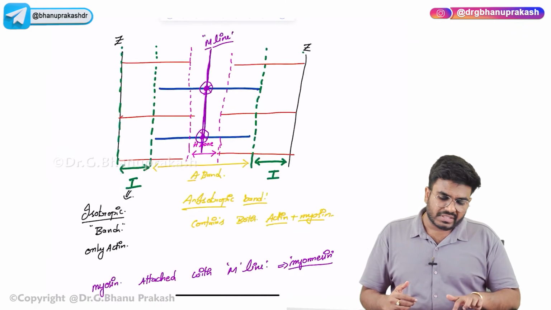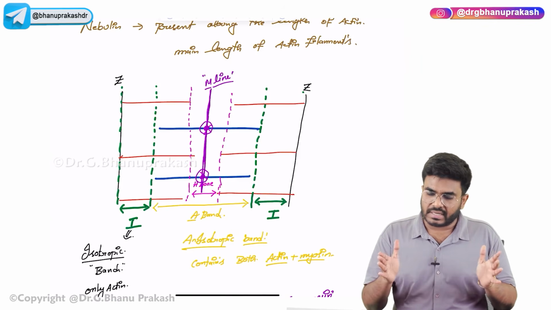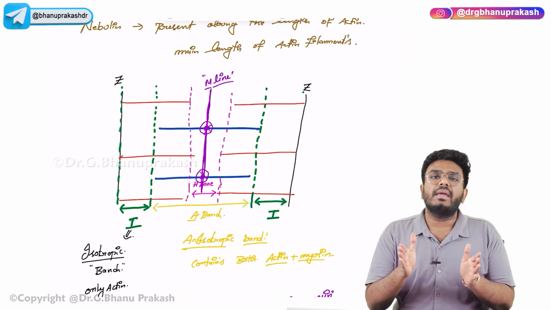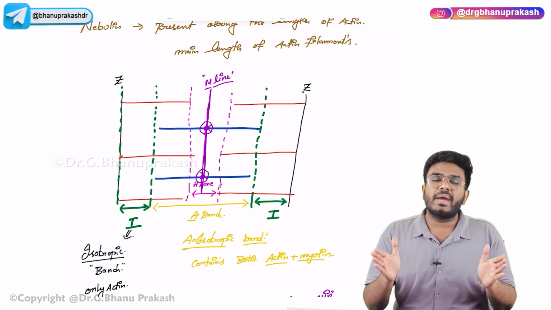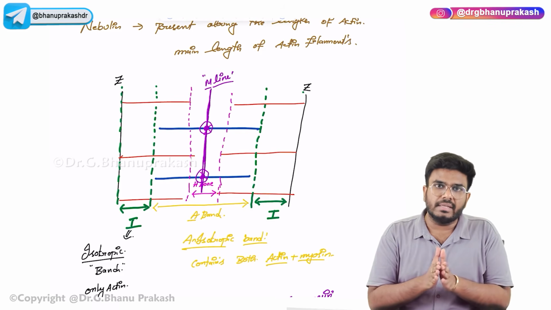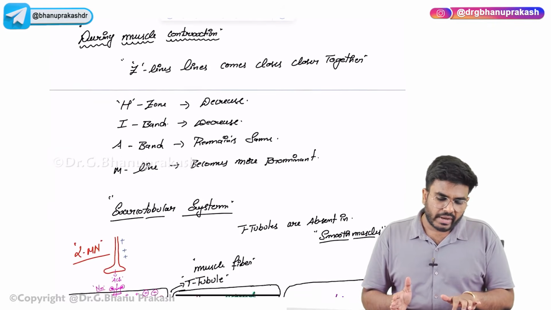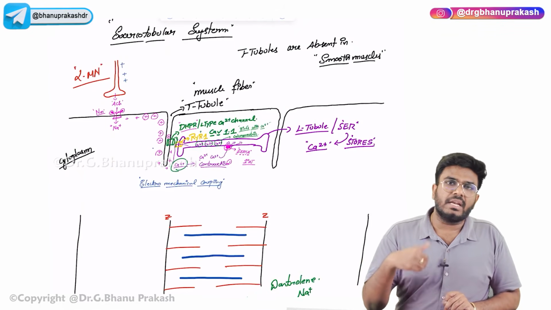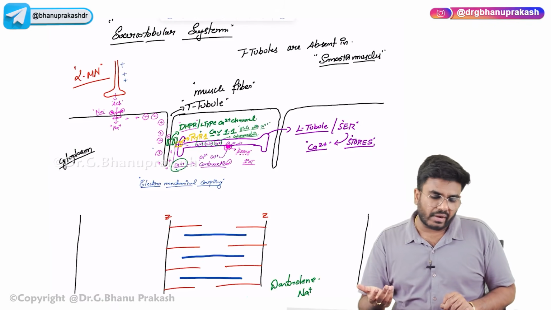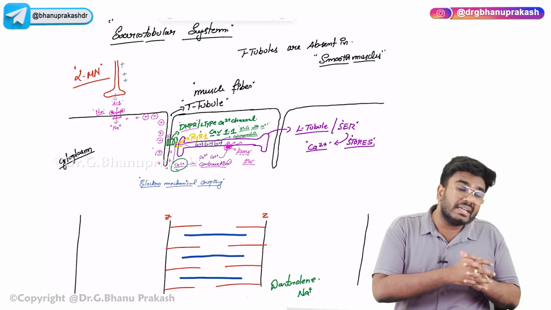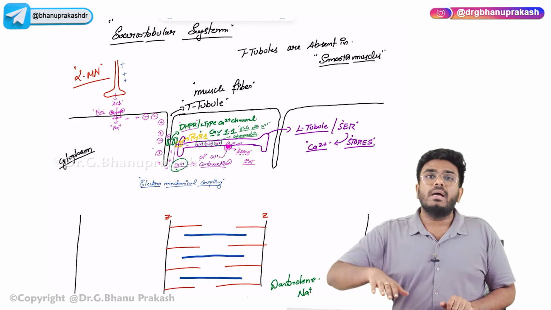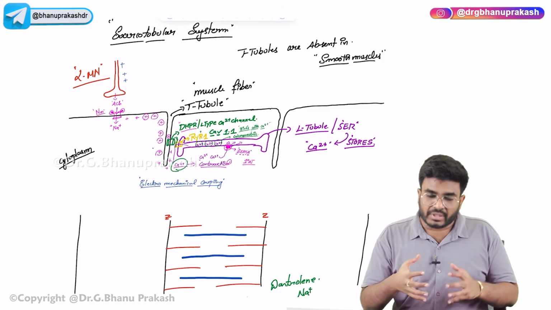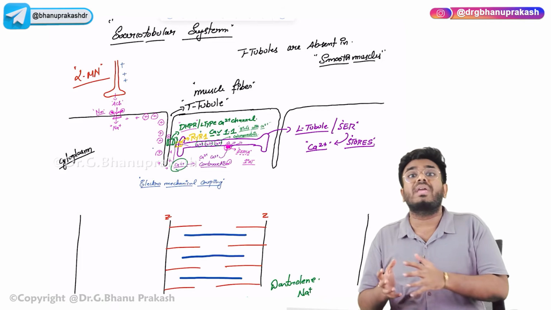We have discussed what the changes are during muscle contraction. Z lines approach together. A band size doesn't change, H band decreases, I band decreases. We have also discussed the sarcotubular system, the RYR channels, the DHPR channels, electromechanical coupling, electrochemical coupling. We have discussed how skeletal muscle contraction is different from cardiac muscle contraction.